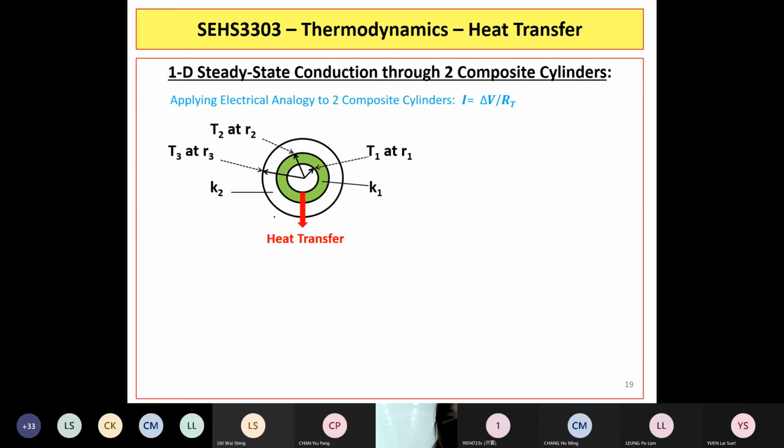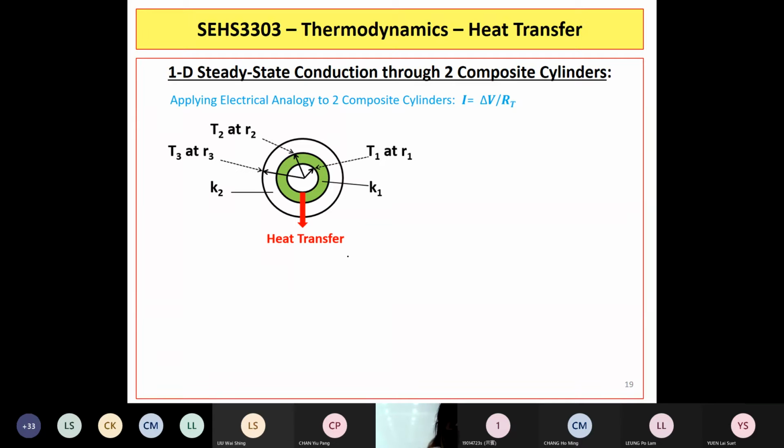In this problem, we have a composite cylinder, which has two layers of two different materials. That means we have two different conductivities. At the inner face, it has a temperature T1. At the outer surface, we have a temperature T2. We assume T1 is larger than T2. Okay, this is our problem.